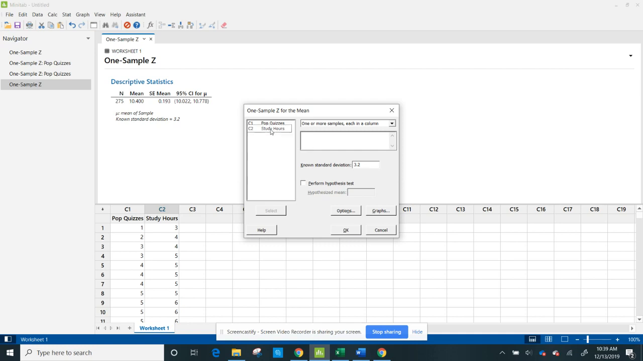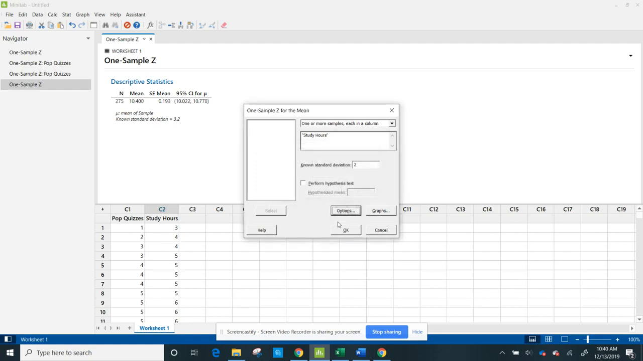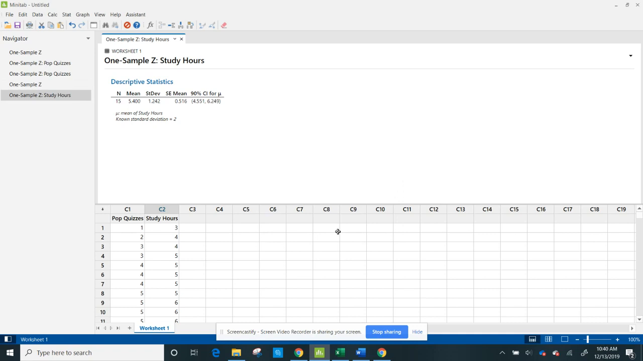So I'm going to click on study hours since my data changed. And I know that my known standard deviation is 2. I need to go to options. And it says 95%, and that was for my old one. So because I want a 90%, I'm going to put 90 here. And then I hit OK. And then I hit OK.